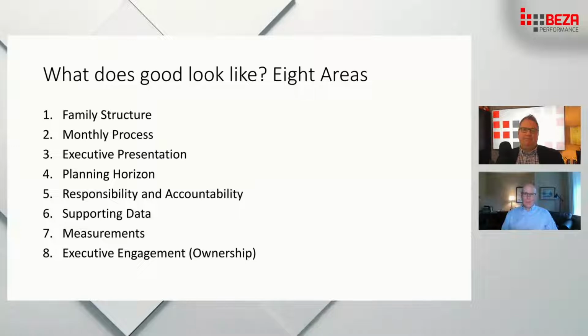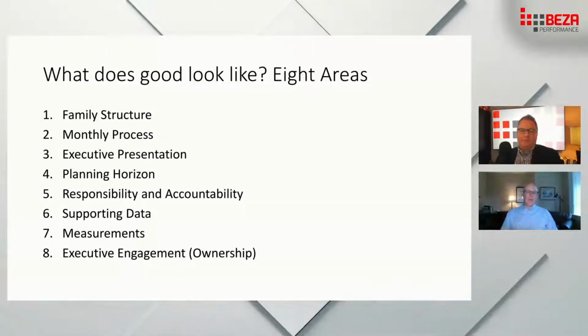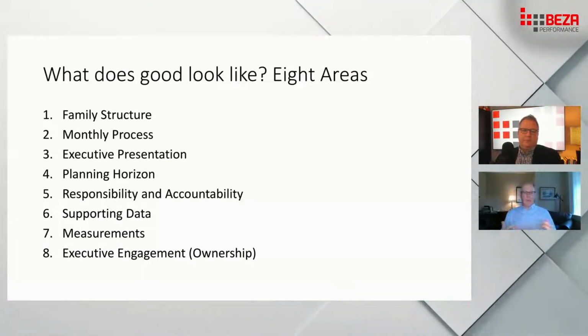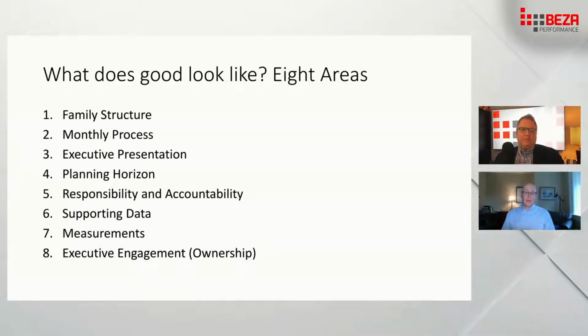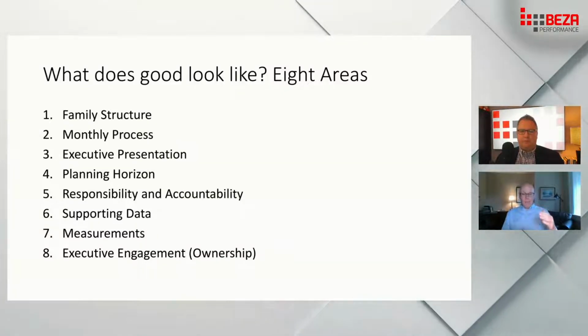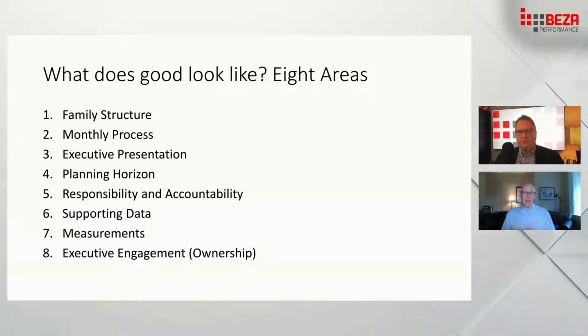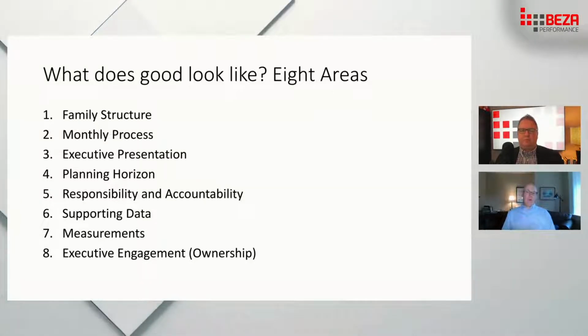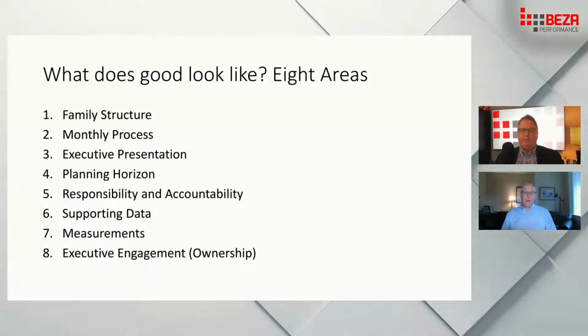Yeah, absolutely. Last week we introduced these 8 areas under the guise of what does good look like, thinking about the executive S&OP process. This is by no means an exhaustive list. However, when you look at the things that are important, the things you've got to have, really these were the 8 things. I'm not going to go through them all again today, but the one we want to focus on is the family structure as a starting point. And I think it's pretty important.